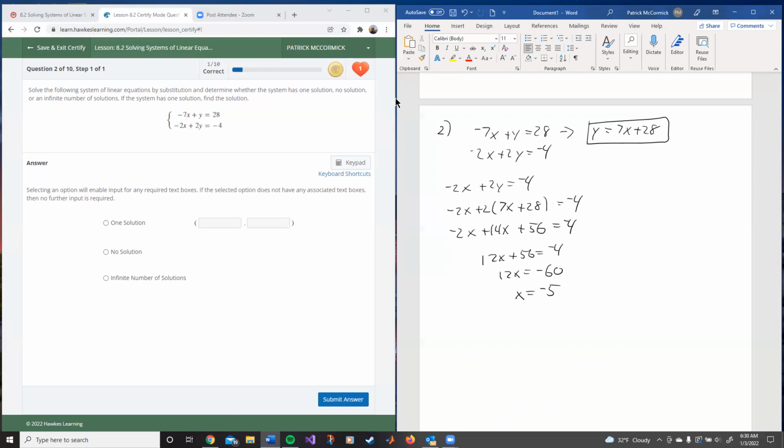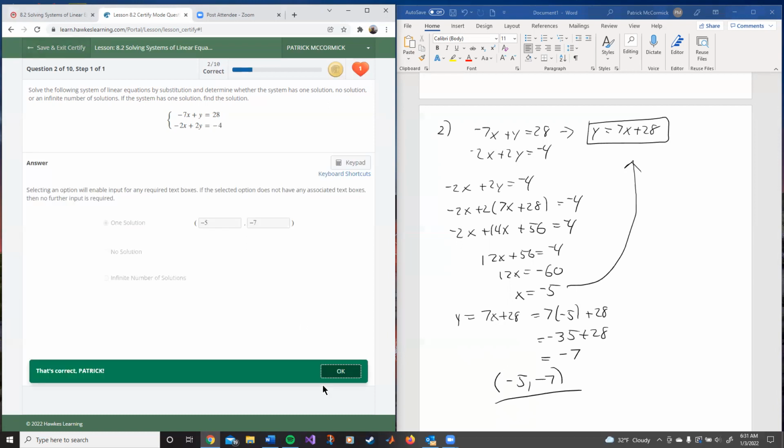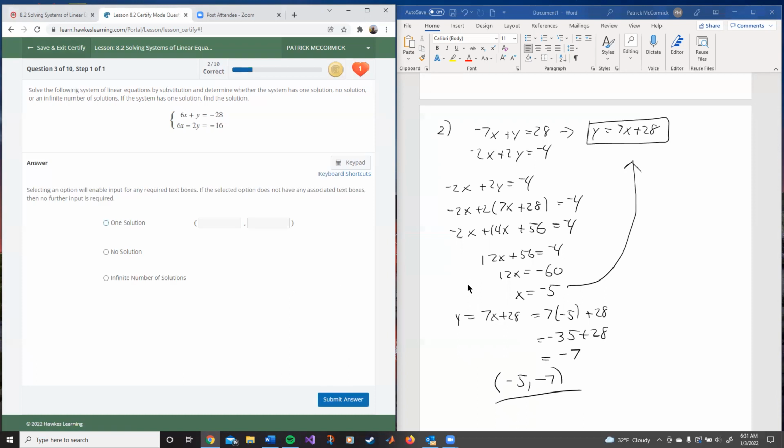All right, so I'm halfway there. So now I take this, plug it into my original substitution. Y equals 7x plus 28. And x is negative 5. 7 times negative 5, negative 35 plus 28. So I get what? Negative 7. So my coordinate point is negative 5, comma, negative 7. So there's one solution. And that answer is negative 5, comma, negative 7. There we go.